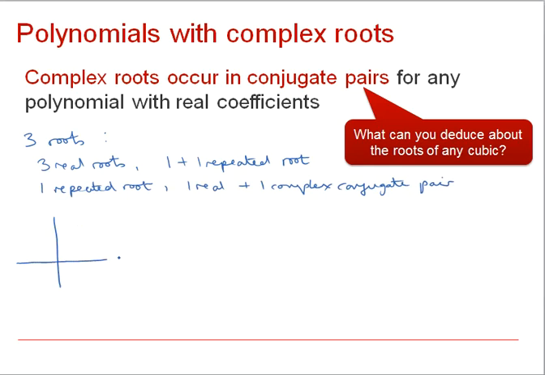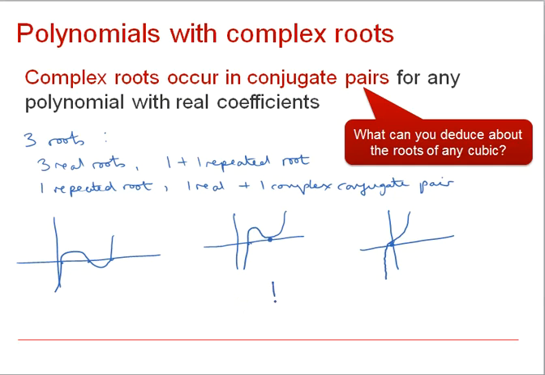Let's have a look at what these might look like. For three real roots, it'll be something like this, where you have 1, 2, 3 real roots. If you have a real and a repeated root, it might look something like that, where you have the repeated root and the real root. For one repeated root, for example y equals x cubed, you would have a very flat repeated root at the origin, for example, or transformed to one side or other.